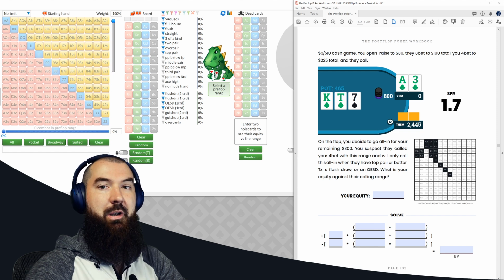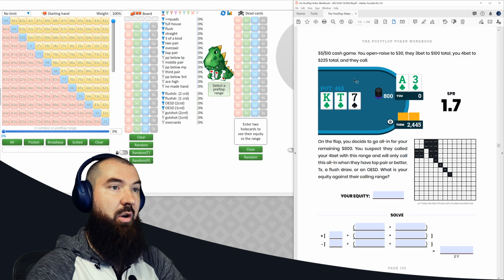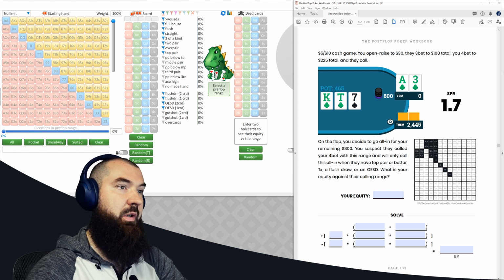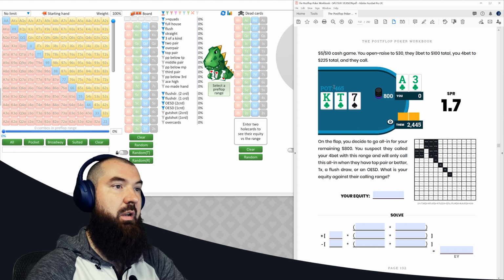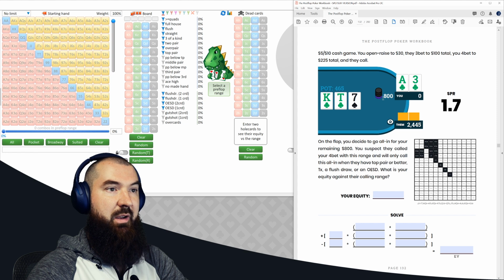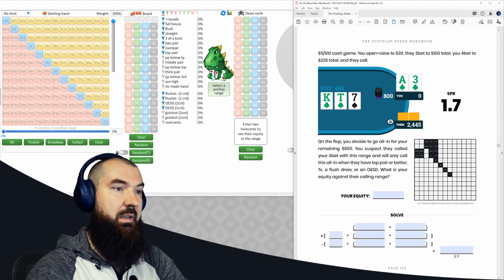Alright, so let's start by reading the prompt up at the top. So playing a 5-10 cash game, you open raise to 30, they 3-bet to 100 total, you 4-bet to 225 total, and they call. So here we are, we have $800 left on this board of King 10, 7. We have ace 3 of clubs, so we have that nut flush draw, but in a pot of 465 with only 800 back, we only have a 1.7 SPR pot. So on the flop, you decide to go all in for your remaining 800.